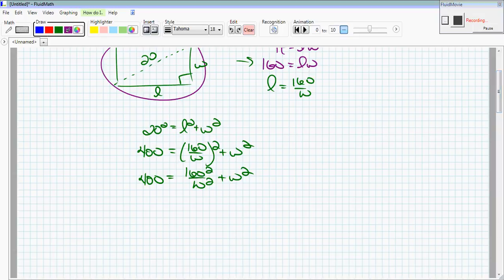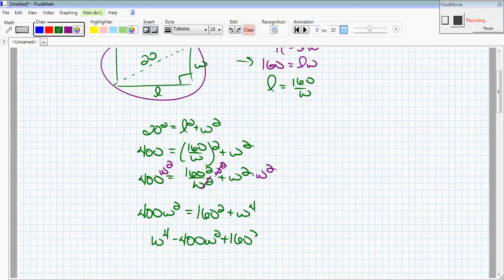Let's multiply everything by W squared to get this W squared out of the denominator. So this would be W squared, these cancel, times W squared. So our new equation then is 400 W squared equals 160 squared plus W to the fourth. So W to the fourth minus 400 W squared plus 160 squared is equal to 0. I'm just setting it equal to 0. Actually I moved the 400 W squared here, but then I just flipped everything.